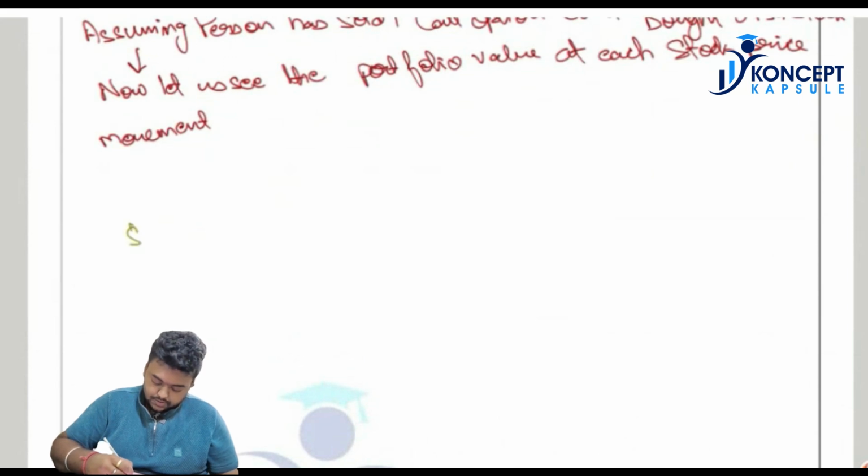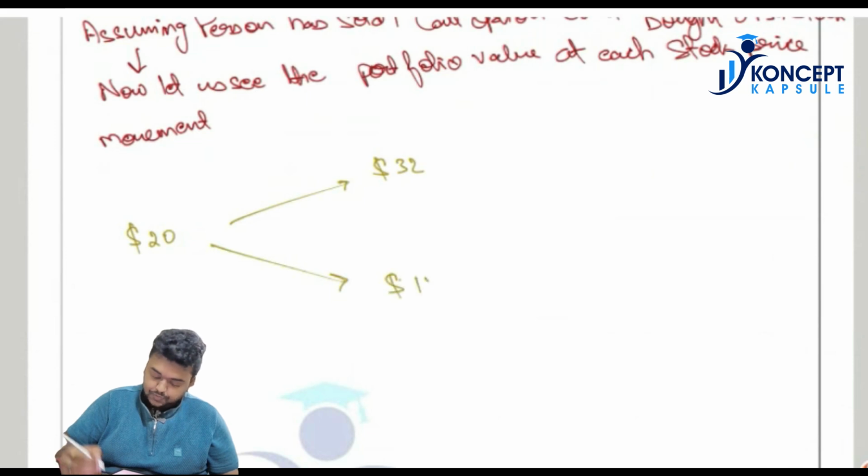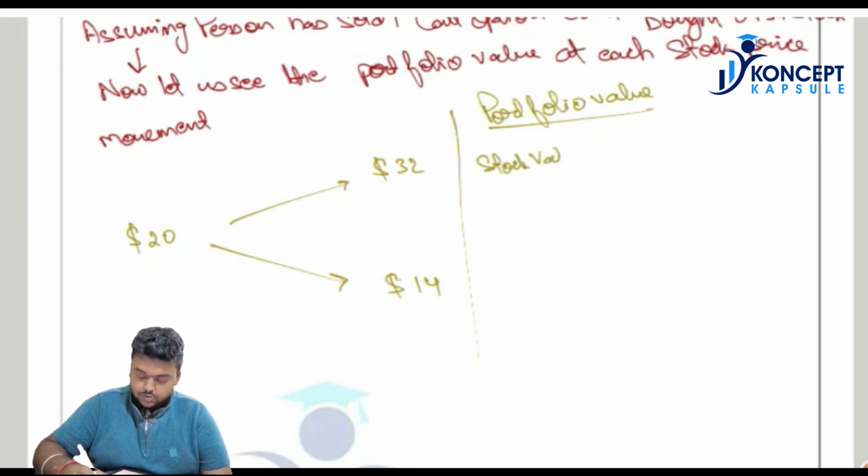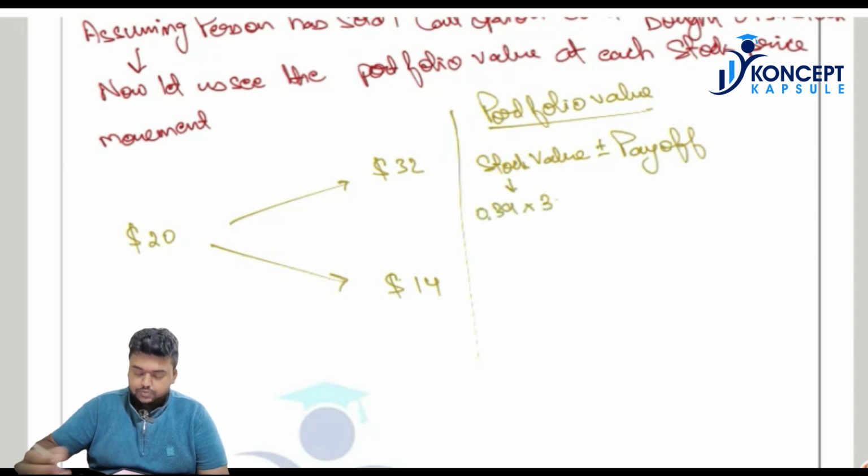So what will happen when 20 moves to 32, or 20 comes down to 14? What will be the value of the portfolio? The portfolio value will be given by stock value plus or minus payoff. Yes or no, guys? What will be the stock value? Stock value will be 0.39 into 32. Payoff will be plus or minus.